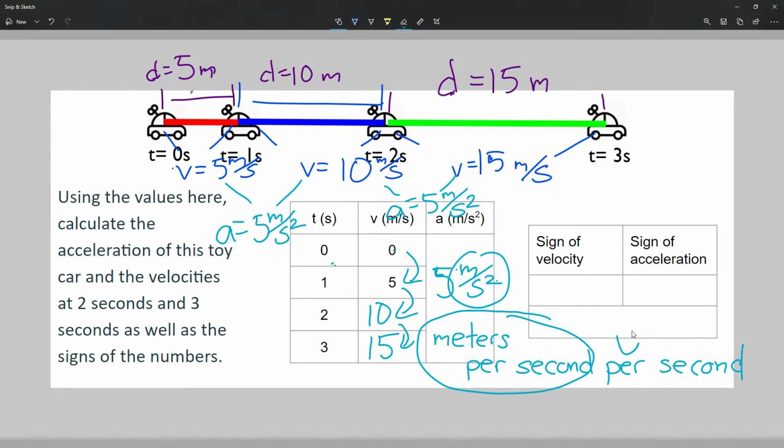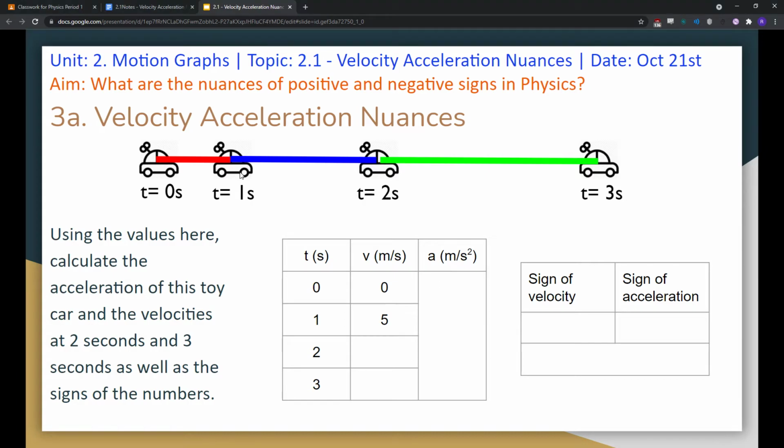So now let's do the signs. So the sign of my velocity is positive. The sign of my acceleration is positive. So the type of motion that we're seeing here is we're speeding up. All right, let's move on. This one.